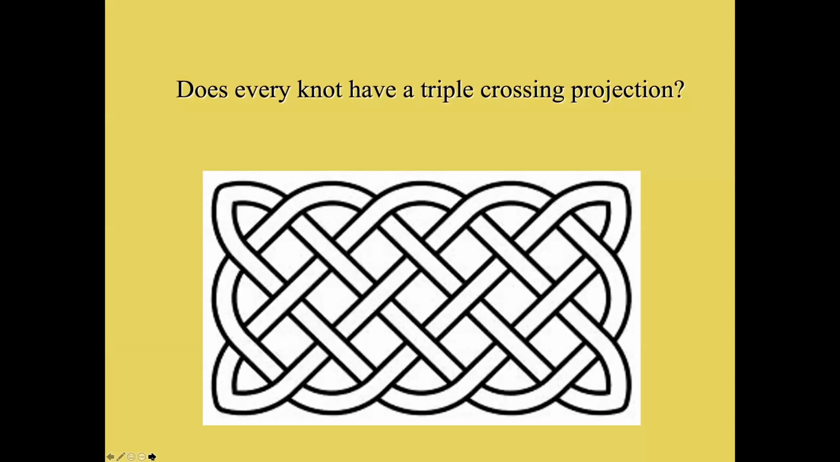So the first question you want to ask is: is it true that every knot has a triple crossing projection? Can every knot be represented by projections that only have triple crossings? And so, for example, this is an example that stumped me for a while trying to find a triple crossing projection of this particular knot.